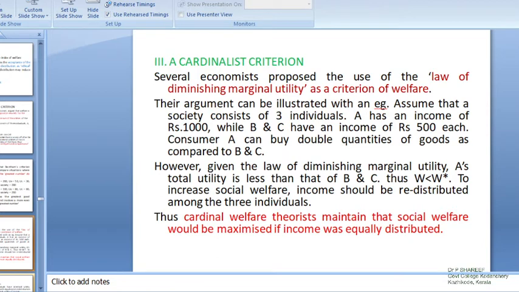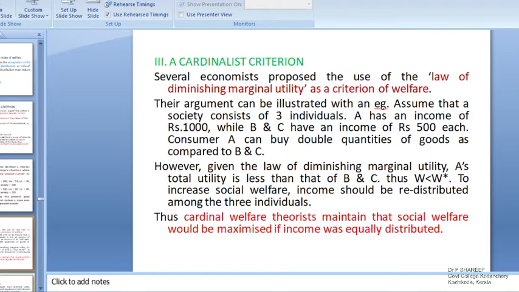Another, the third criterion, is the Cardinalistic criterion. The Cardinalistic economists believed in the cardinal measurement of utility, and they follow the principle of the law of diminishing marginal utility as a criterion of welfare. Their argument can be illustrated with an example.